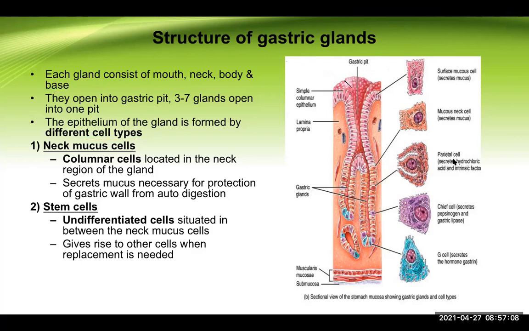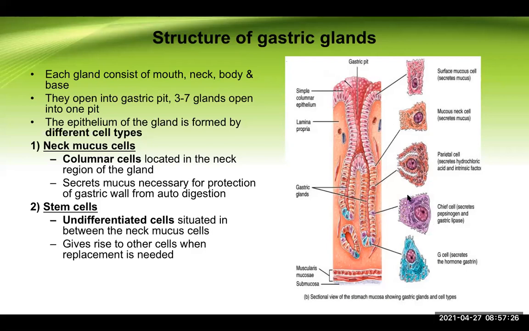Now, the third type of cells are called parietal cells. You can see clearly here. There are two functions of the parietal cell. One is hydrochloric acid secretion, and another is intrinsic factor. I'm 100% sure every student knows this, because this is not new information for you.